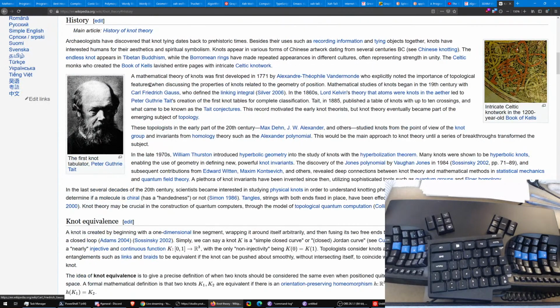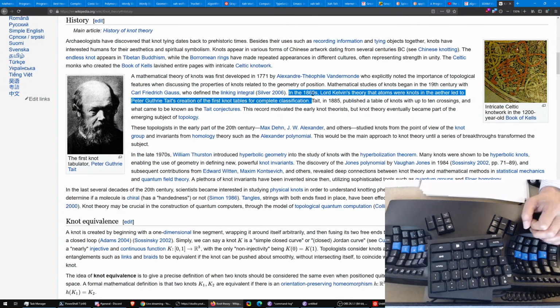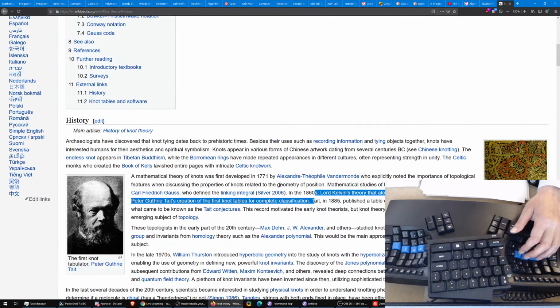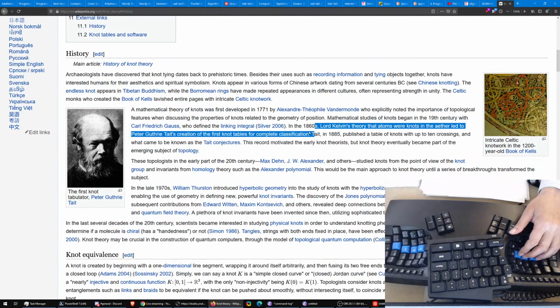Let's see. We can check history here. Archaeologists have discovered knot tying, blah blah blah. That's different. But anyway, in the 1860s, Lord Kelvin's theory that atoms were knots in the ether led to Peter Guthrie Tait's creation of the first knot tables for complete classification. I would claim this is the beginning of knot theory, like Stephen Wolfram told. People wanted to have a classification of all different types of knots. That's one thing mathematicians study, and classification is a big type of activity in mathematics.